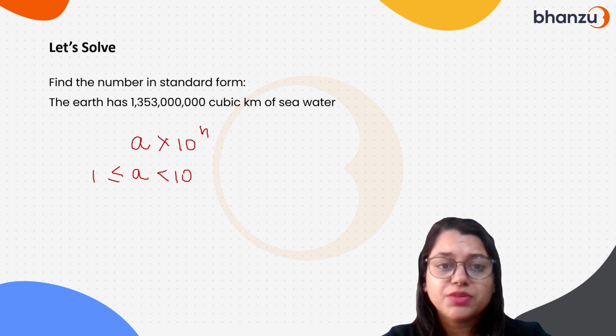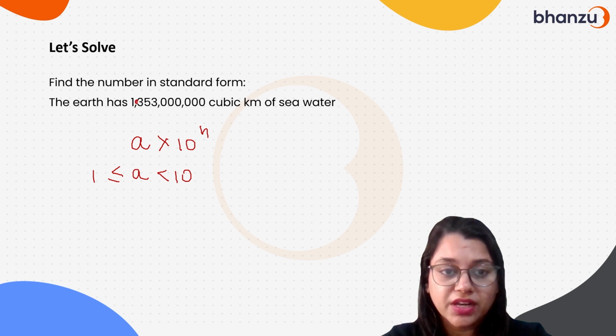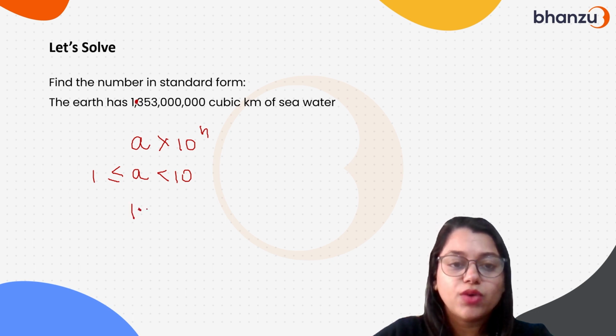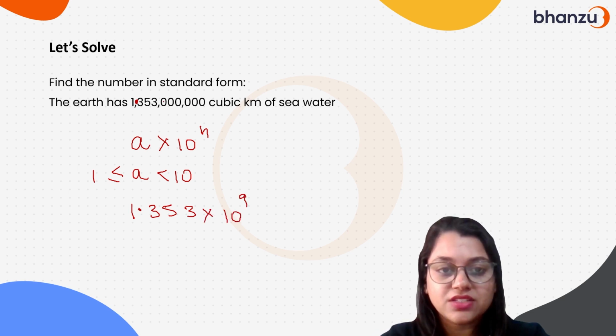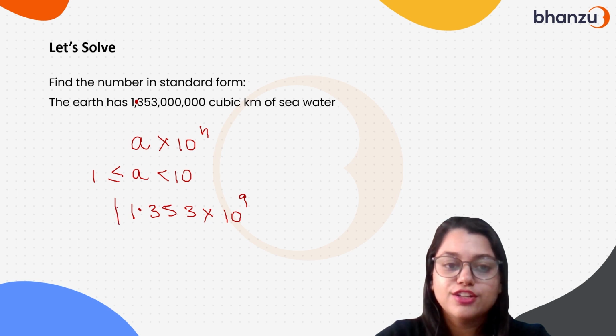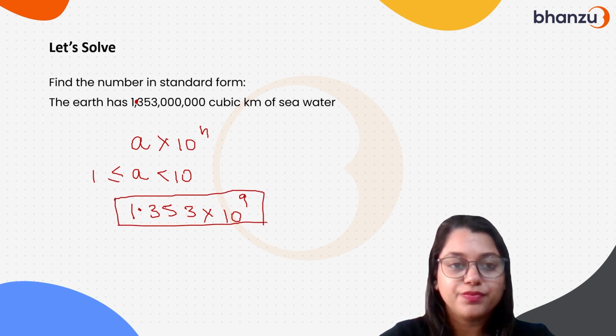So we have to express this as 1.353. We have to place the decimal here. So this will be written as 1.353 into 10 raised to the power 9. 3 plus 3, 6 plus 3, 9. So this is how we will express this number in the standard form.